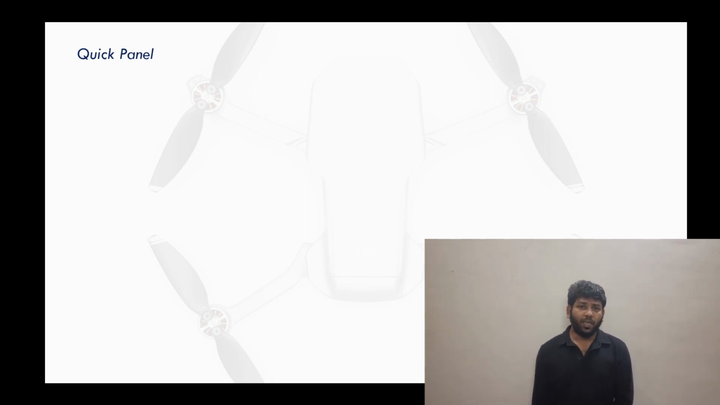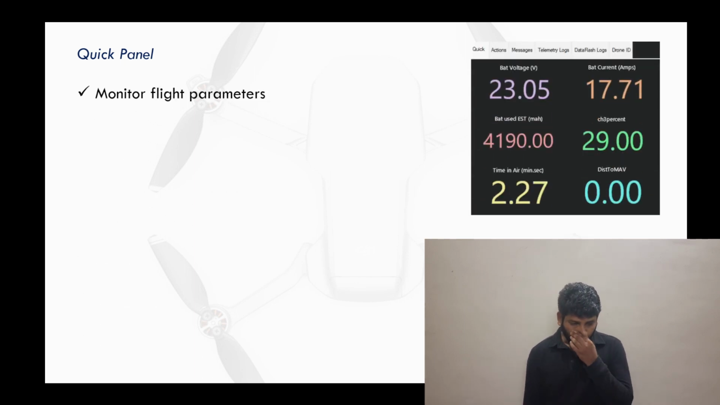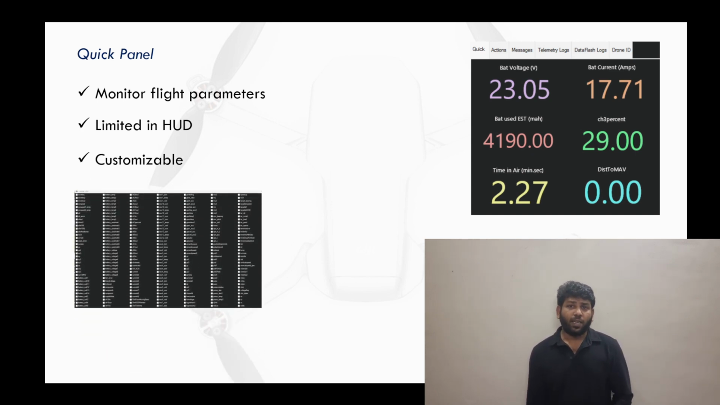Quick panel. The quick panel is located on the bottom left side of Mission Planner. It is used to monitor the most important flight parameters such as speed, altitude, battery voltage, etc. Getting telemetry data on the head-up display is limited, so the user can access a greater number of flight data in the quick panel. You can customize the required parameters in the quick panel. It allows you to see numerous values related to autopilot functionality.